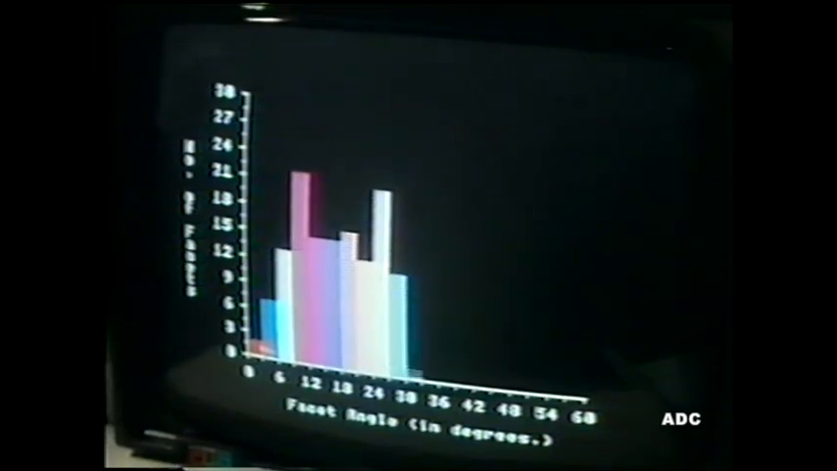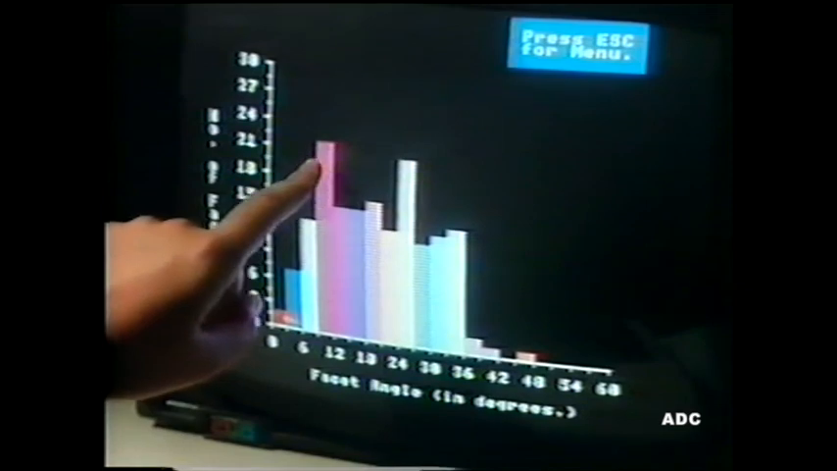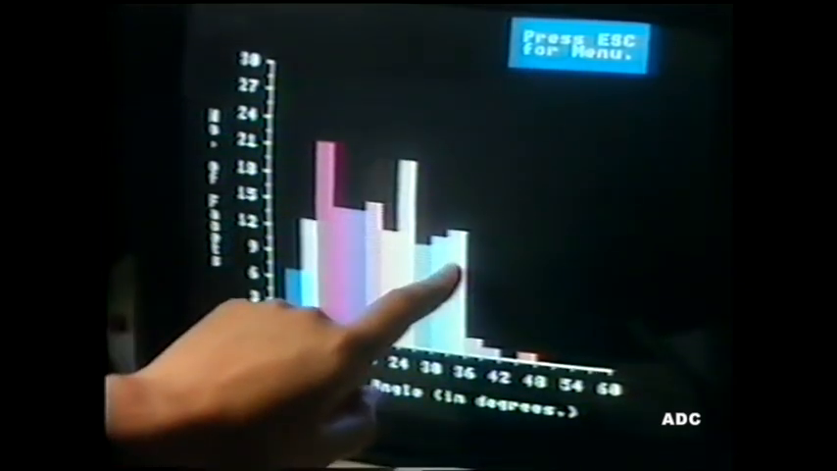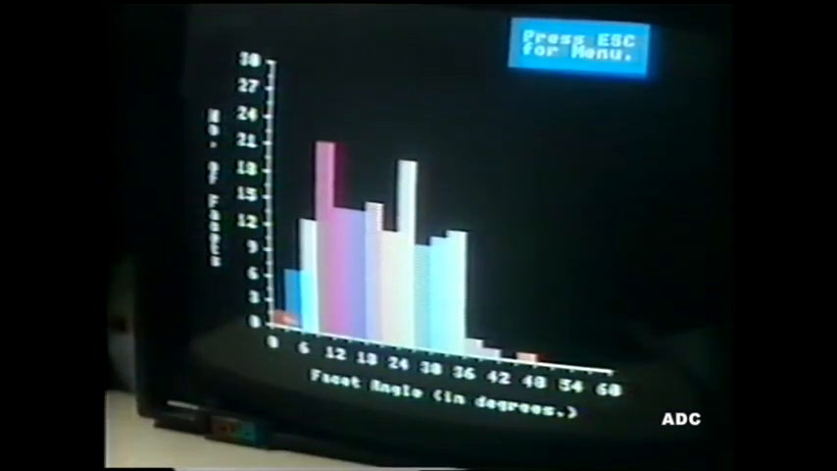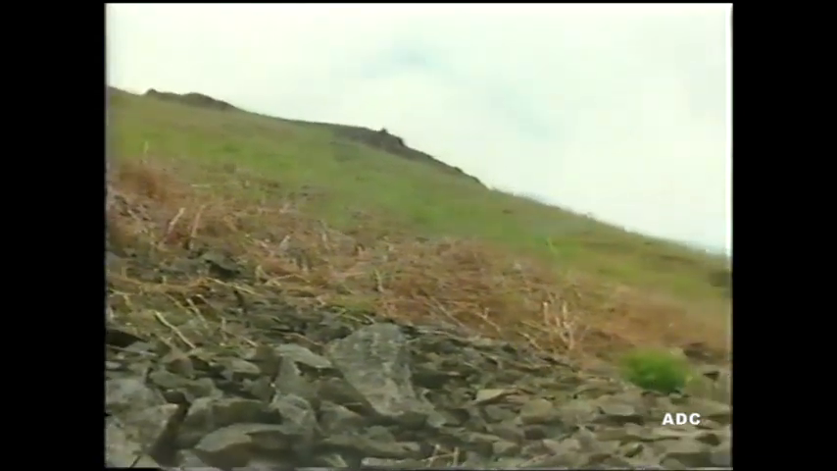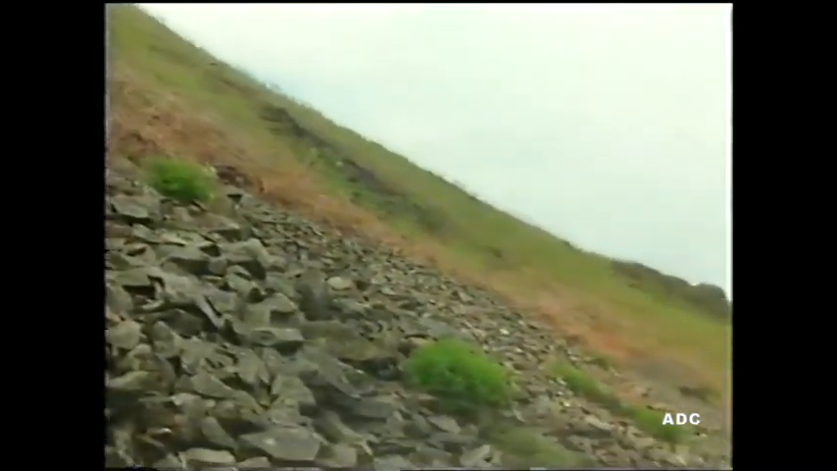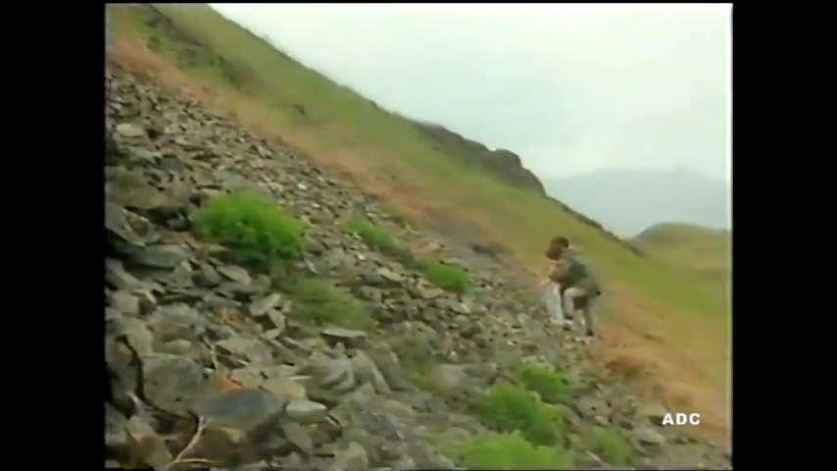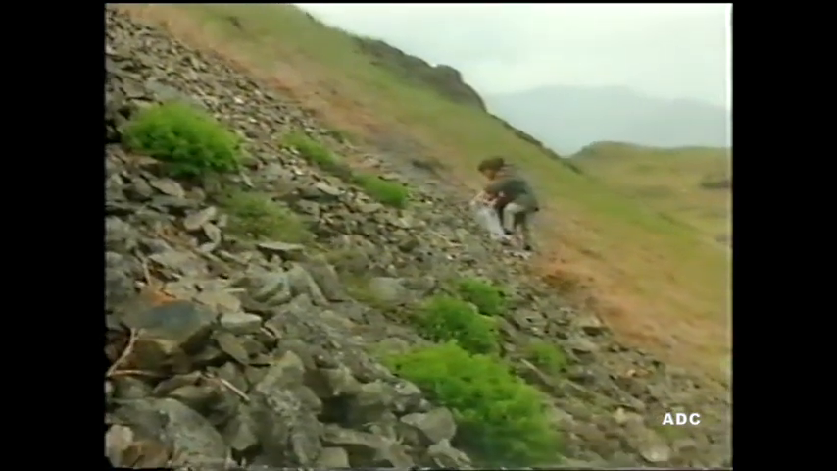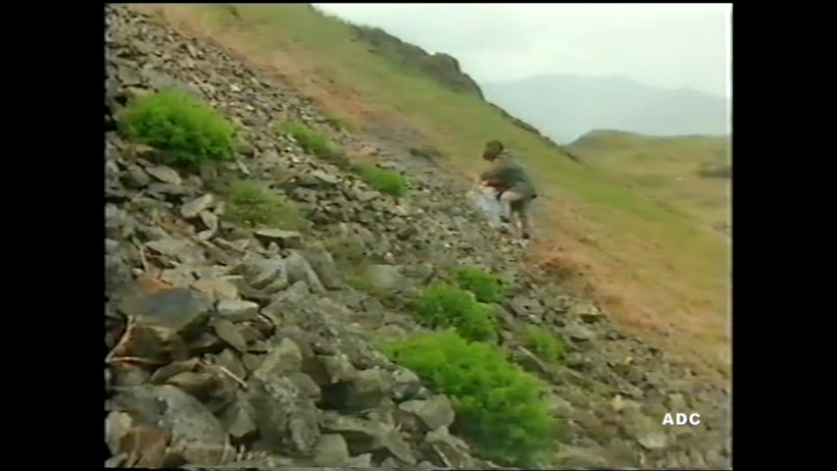10, 22, 30. Angles which coincide with the peaks on our histogram. Here, here, and here. The slopes in our study area appear to have been formed by mass movements of the kind described. We might expect, therefore, to find a relationship between facet angle and size of debris. Let's examine this hypothesis.